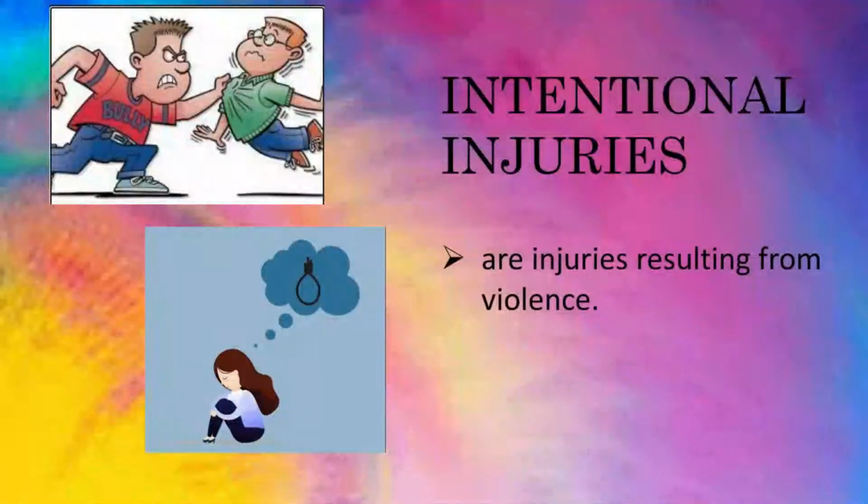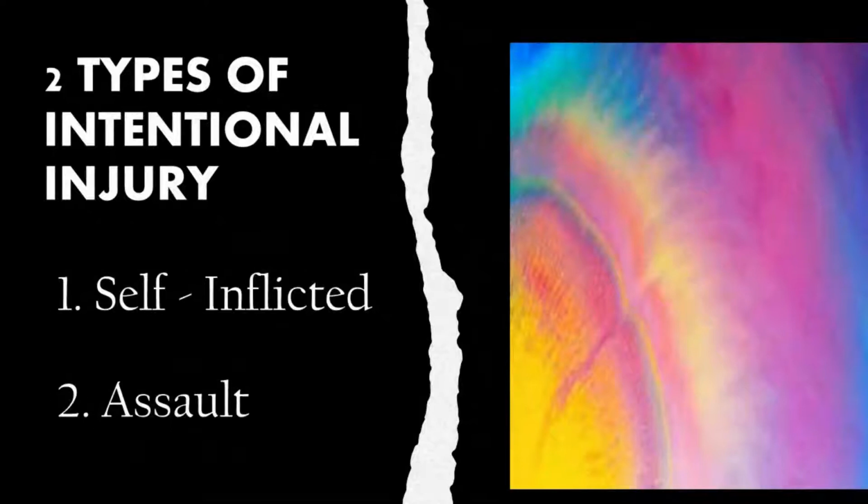On our previous lesson, you have learned there are 2 types of injuries, and our main focus was unintentional injuries, which refers to injuries that occur without the intention of causing damage to oneself or others. Today, we are going to talk about intentional injuries. Intentional injuries are injuries resulting from violence. There are 2 types of intentional injury. We have the self-inflicted and the assault.